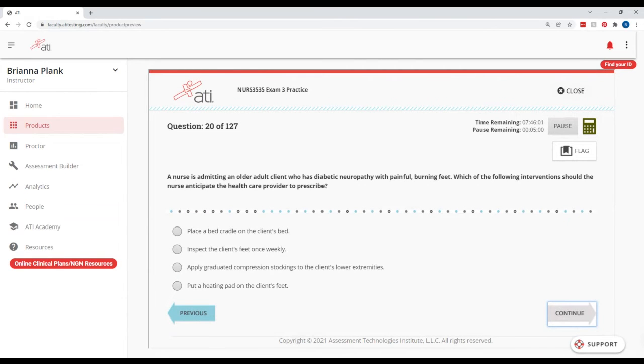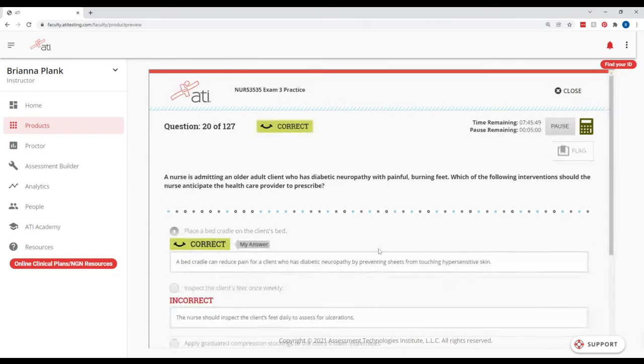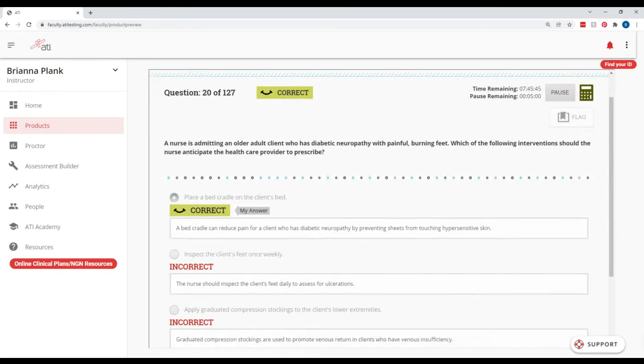Okay, we have painful burning feet. What do we want to do? I'm going to kind of speed some lines along. So we want to put a bed cradle. Basically, we want to support the feet so that nothing's touching them. Our diabetic patients, their feet can be really, really painful.